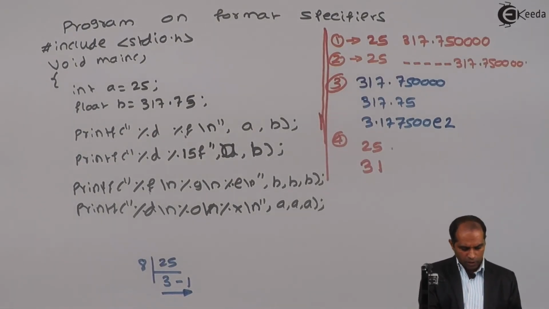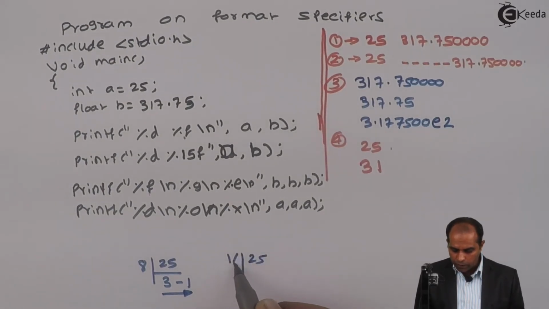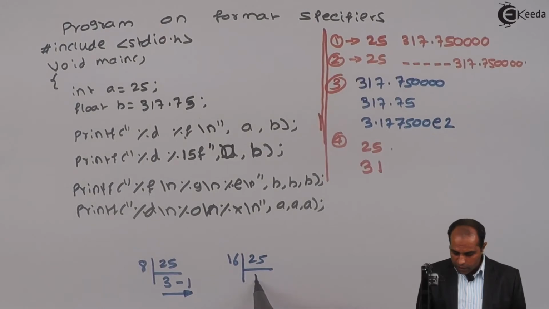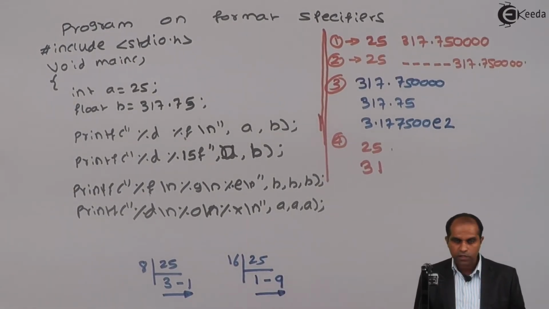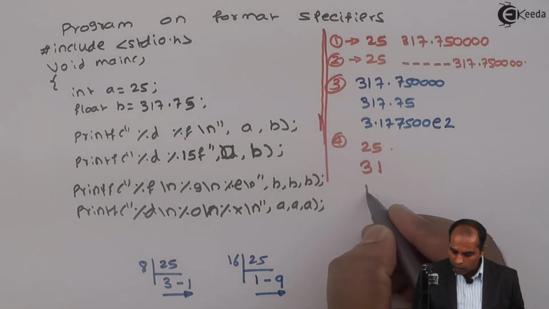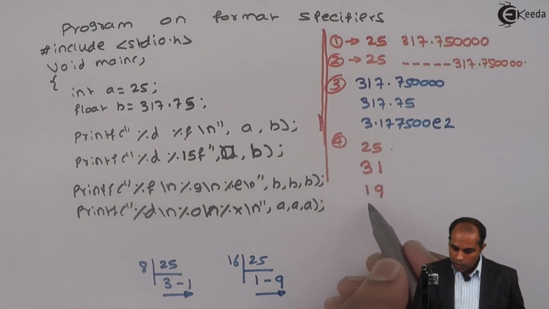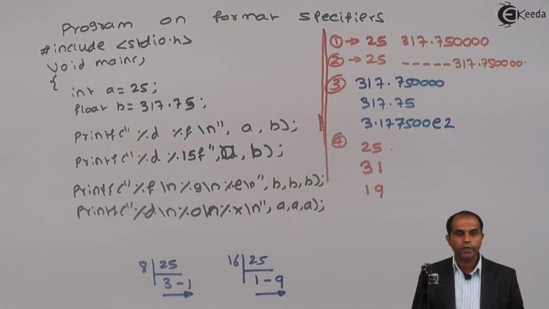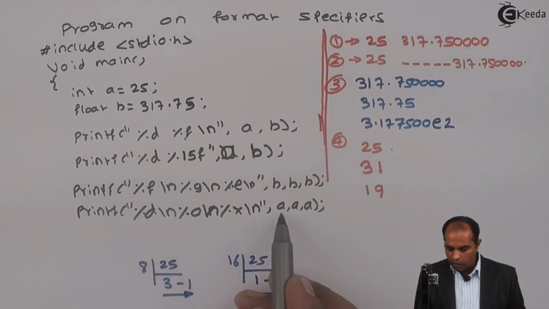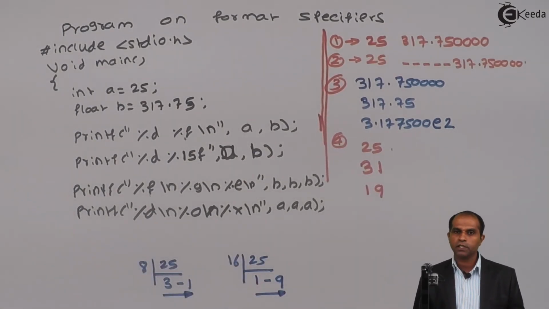For hexadecimal conversion, again take 25 and divide it by 16. 16 ones are 16, remainder is 9 in this case. So the digits constructed are 19. So on the screen, I'll get 19 as output, which means I'm going to use 19 as the hexadecimal equivalent of 25, and 31 as the octal equivalent of this particular 25. So I printed the value of a on the screen with three specifiers: %d, %o and %x.